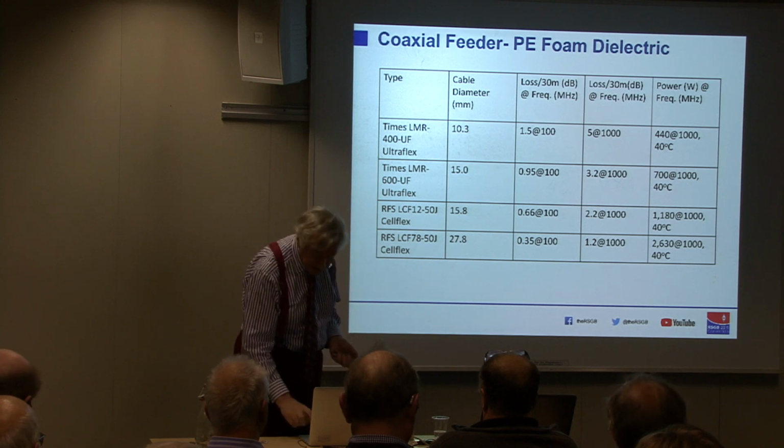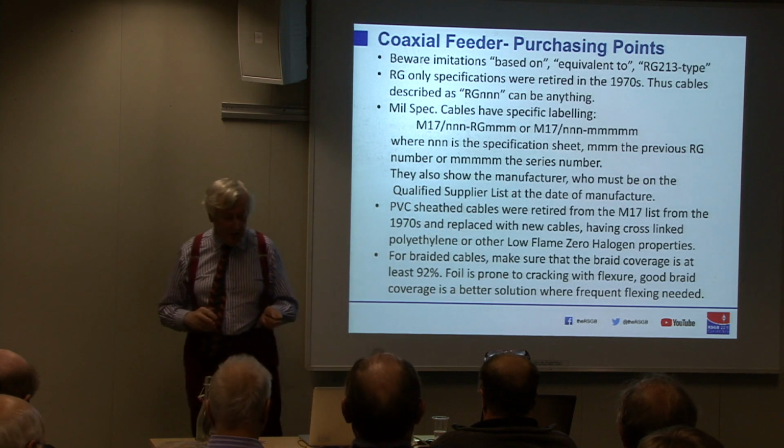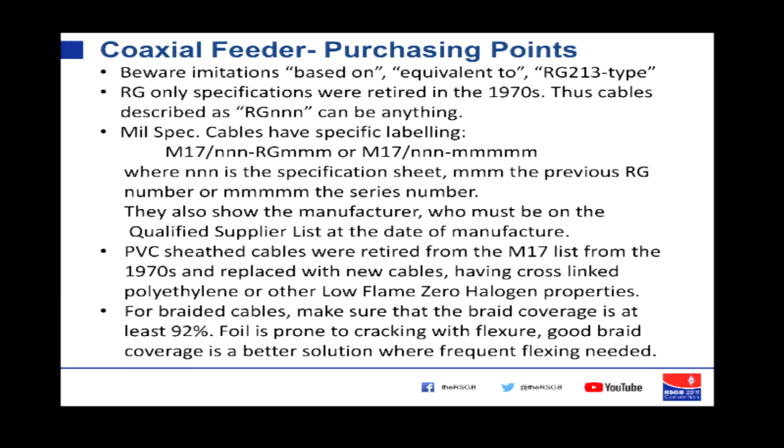There are larger coaxes available. But here are the purchasing points. Watch out for weasel words. You will see a lot of specifications that say based on, equivalent to. There are many types of LMR 400. Actual LMR 400 Times Microwave is a registered trademark, but they are equivalent to. Well, maybe they are, maybe they're not. RG213 type. Yeah, okay. So be careful of those. Be careful of things that just call themselves RG something or other, because those specifications haven't been around since the 1970s. So anybody can call anything RGNNN.